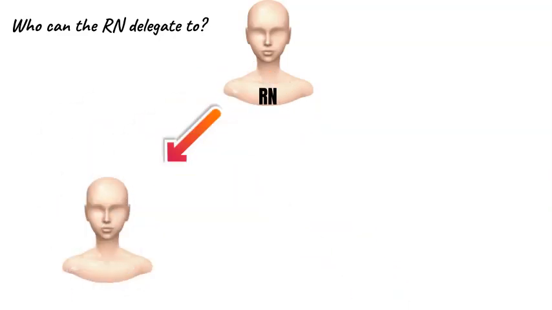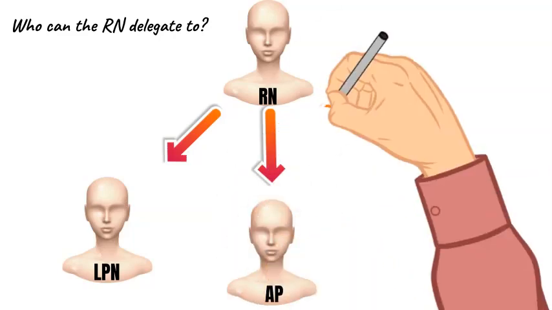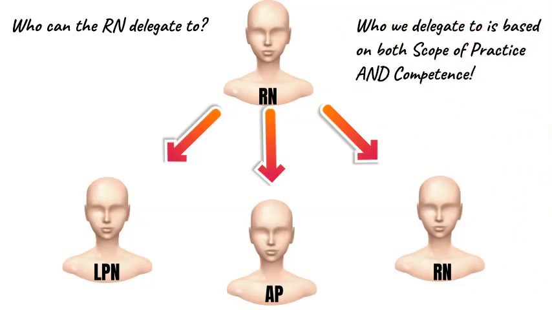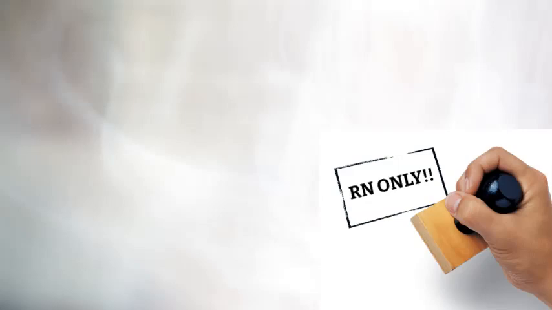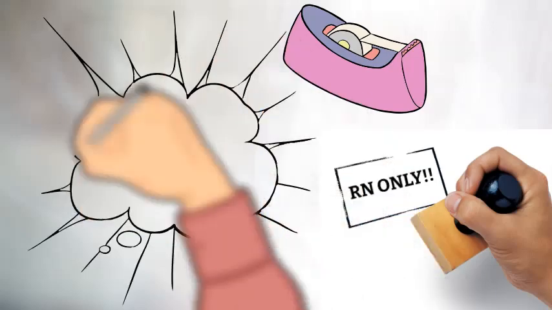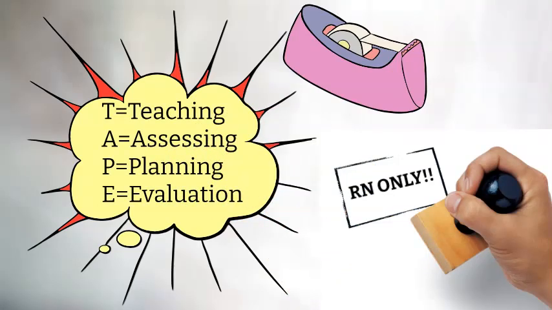So, who can an RN delegate to? Well, the RN can delegate to an LPN, assistive personnel, and even another RN. It all depends on the situation and the task. So, who we delegate to is based on a few different factors. The first thing that I want you to remember is that there are certain tasks that only an RN can perform, and we use the acronym TAPE to remember what these tasks are. TAPE stands for teaching, assessing, planning, and evaluation. More on that in a minute.